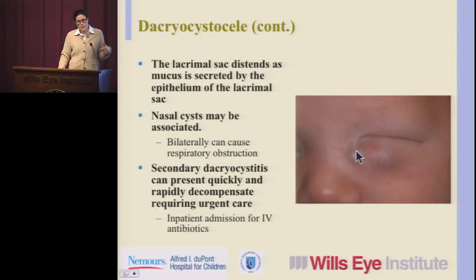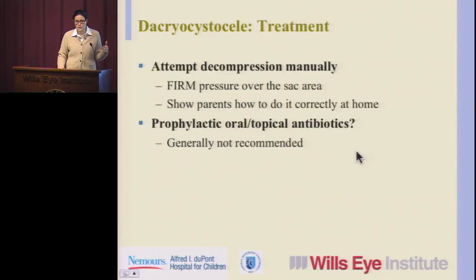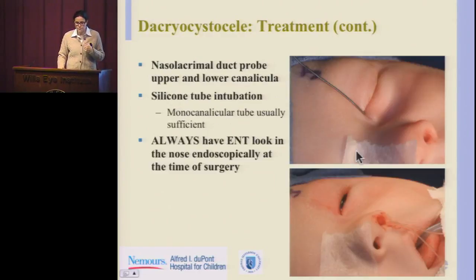One thing we do sometimes do with this is, let's see here. Okay, well, I'll go back. As I said, attempt to decompress them manually. Antibiotics, I do that if they are infected. I will say, and it depends on where you're going to train, your institution.